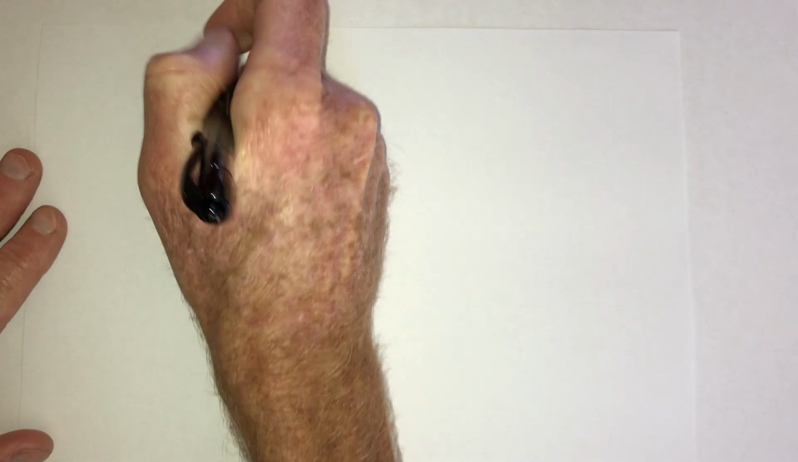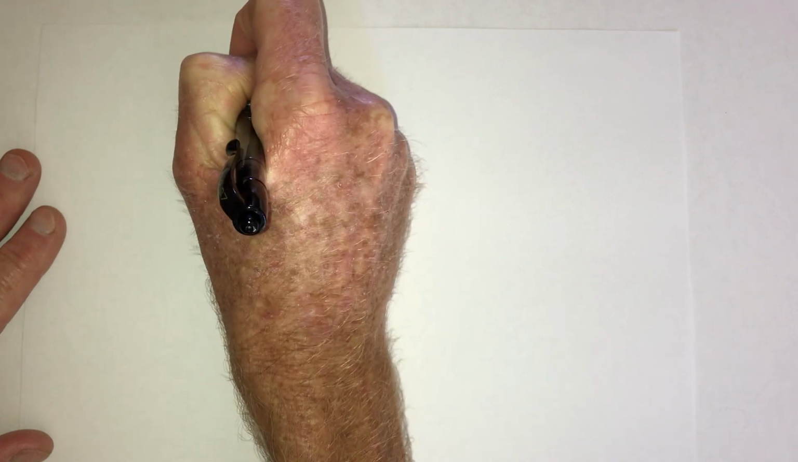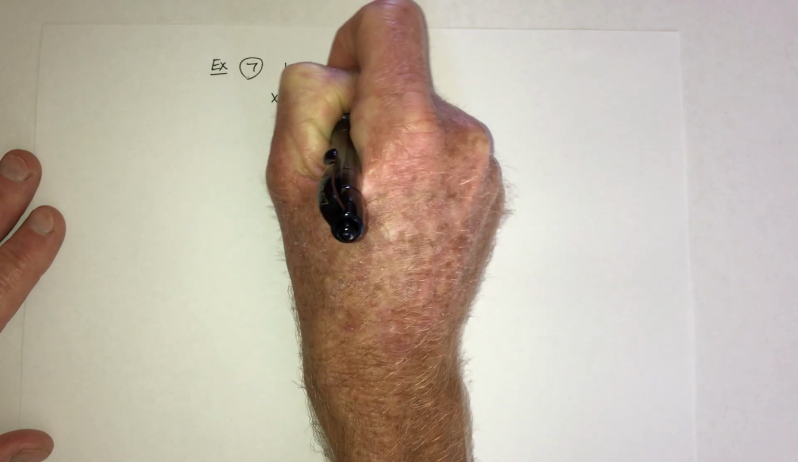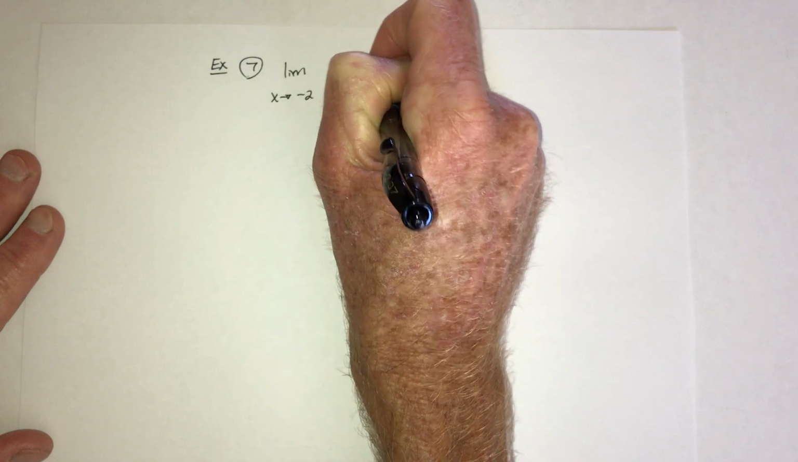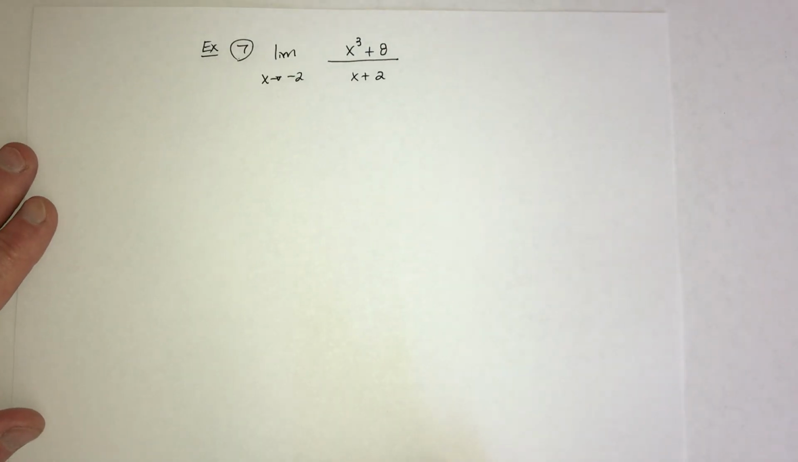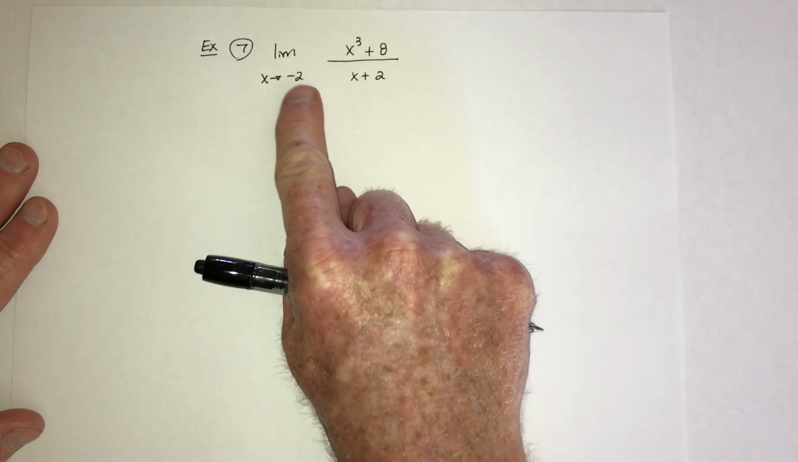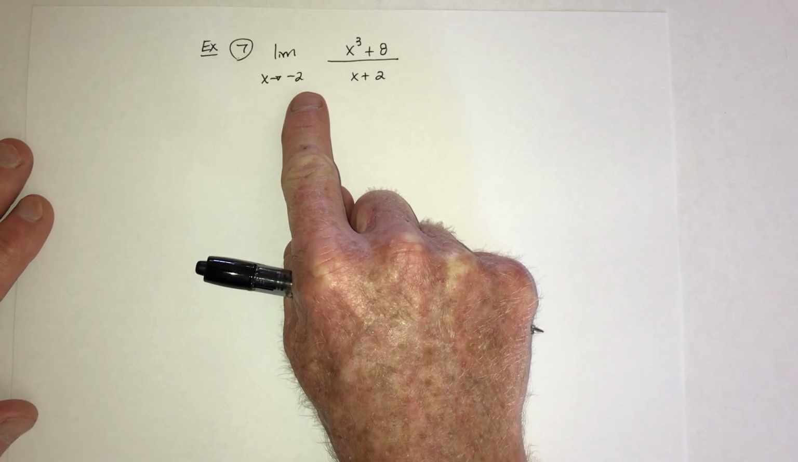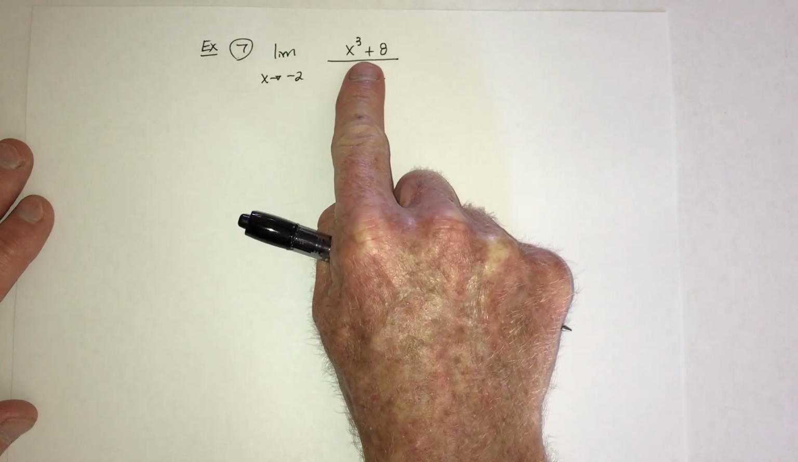Okay, then let's try example number 7. What's the limit as x approaches negative 2, and then the function is x cubed plus 8 over x plus 2. And it should be no surprise that this one is going to have division by 0. So that means we need to do algebra. For this one, there's two ways to do it.